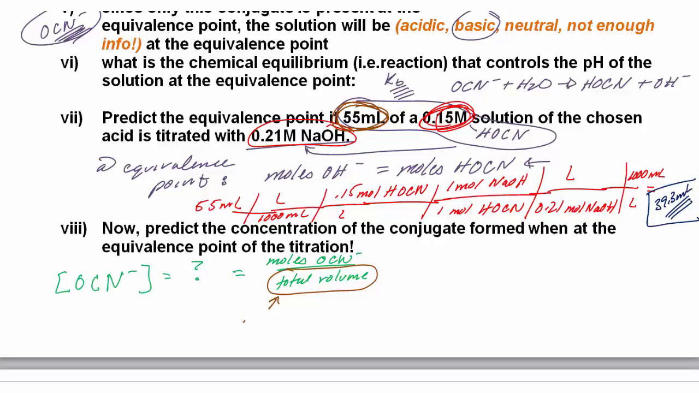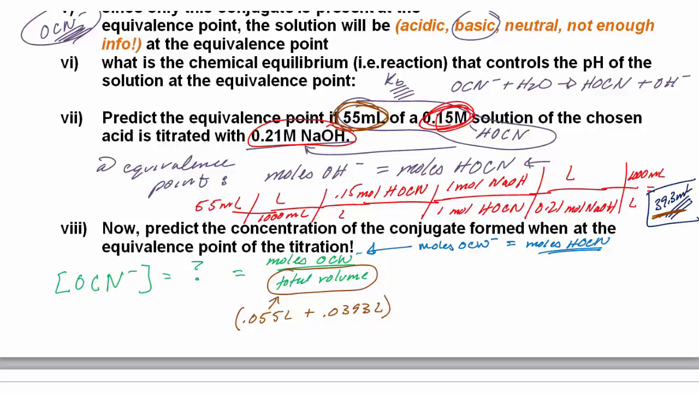So it would be 0.055 liters plus, how much did we add? 39.3 milliliters, 0.0393 liters. So there's my total volume. Now to get the moles of OCN minus, that would just equal the moles of HOCN that I had in the first place, right? Because it's all converted from the weak acid. So let's just find the moles of HOCN and we'll have it.